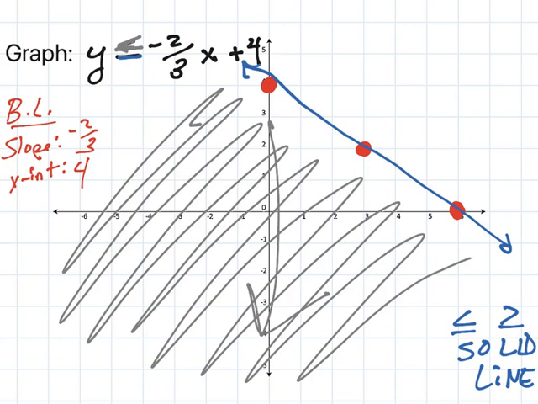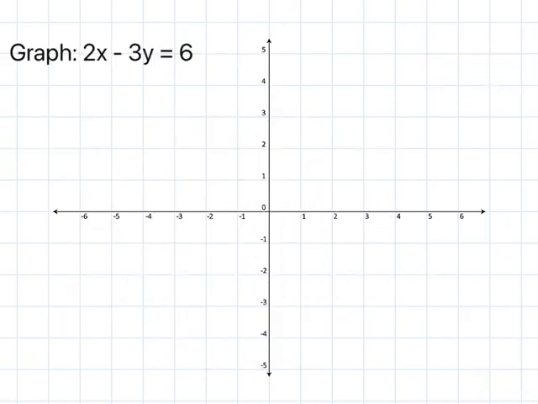Once again, you can check your work. I always love 0, 0 if it works. So 0 is less than or equal to negative 2/3 times 0 plus 4. Well, negative 2/3 times 0 is 0. So is 0 less than or equal to 4? Yep. Once again, I have shaded correctly.